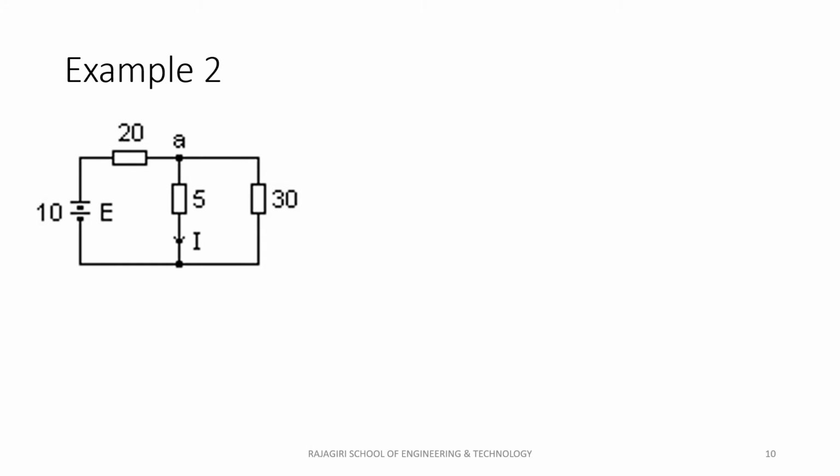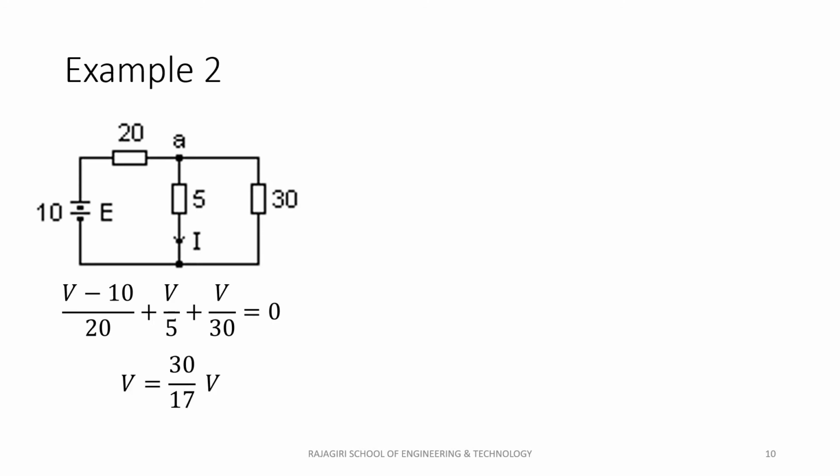In the second example, again a DC circuit, we shall resort to nodal analysis to prove reciprocity theorem. Let the bottom node be the reference node and the potential at node A be V. The nodal equation is given as (V minus 10) by 20 plus V by 5 plus V by 30 is equal to 0. Solving for V, we get V to be equal to 30 by 17 volts. I, the current through the branch containing the 5 ohm resistor, is V by 5, which is equal to 6 by 17 amperes.